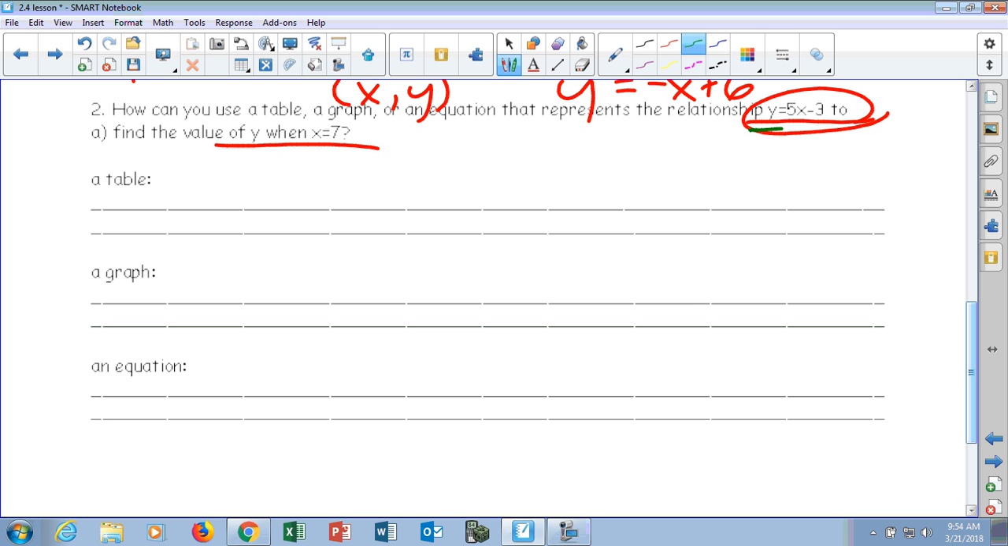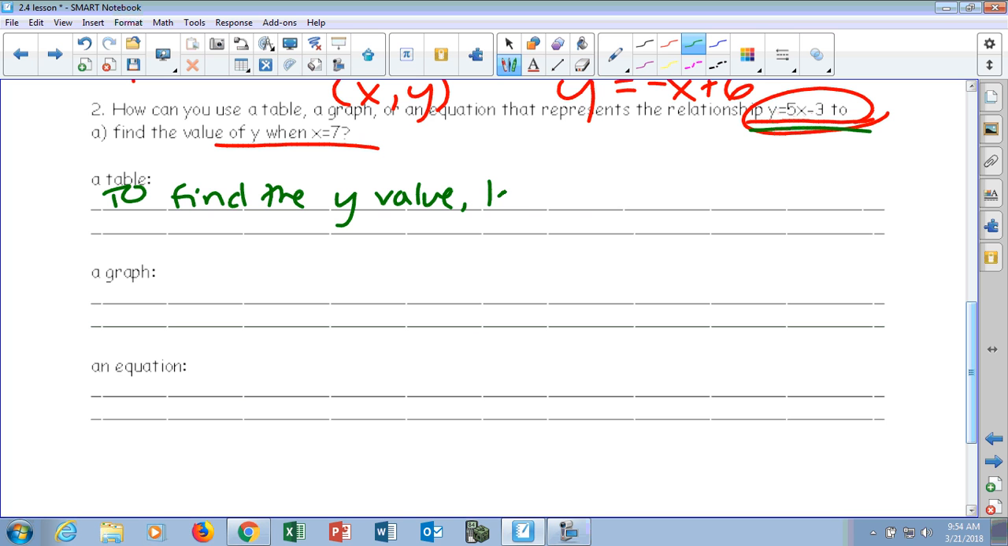So when you have the equation y equals 5x minus 3, and you know your x is 7, how are you going to determine what your y is when looking at a table? How are you going to determine the value of y? Robert was kind of saying this earlier. Do you want to share it again, Robert? When you're looking at a table and you know your x is 7, you can say to find the y value, what are we going to do with that table?